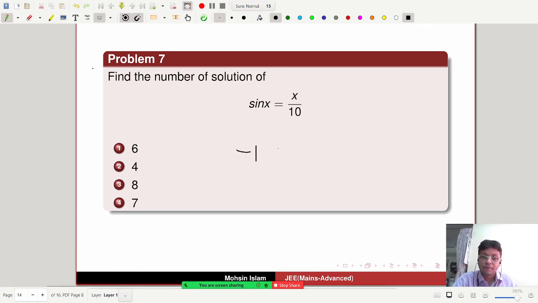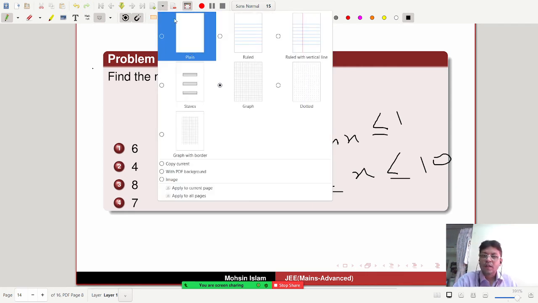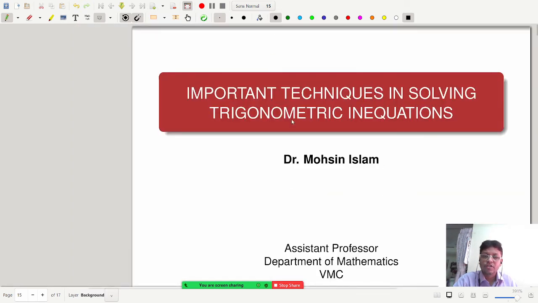Before we draw, since sin x lies between minus 1 to 1, x by 10 must also be between minus 1 and 1, so x must be between minus 10 to 10. You have to find out the range of x also. If you plug it in, it will be minus 10 to 10. The lower bound of x will be minus 10 and the upper bound of x will be plus 10. That's it. So let us draw the region.